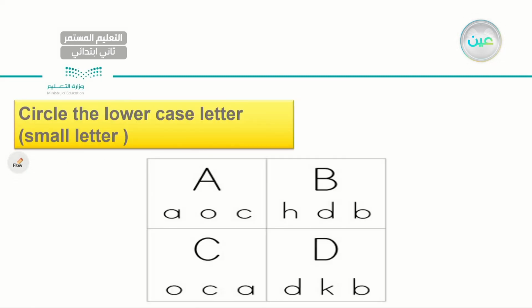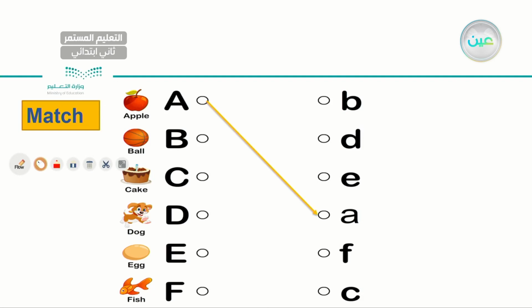Circle the lowercase letter, small letters. As you can see here, I have a letter and I have three options. Try to circle the small letter. I have capital A. Try to help me. Where's the small a? This is the small a. Very good. Next one I have B. Underneath I have H, D, and B. Very good. Next I have capital C, O, C, and A. Very good. Last letter here I have D, and that is a small d. Don't confuse it with a small b. Very good, very good. So, let's try to match the letter.